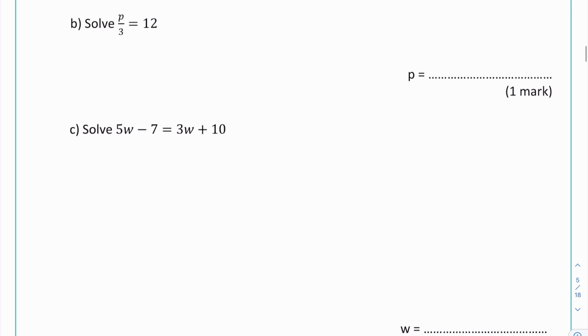For part B, we have p divided by 3 is equal to 12. When something's being divided by a number, like this is being divided by 3, we can reverse that by multiplying by 3. So p will be equal to 12 times 3, which is 36. So our answer is 36.